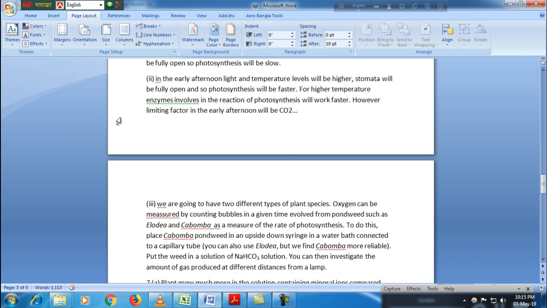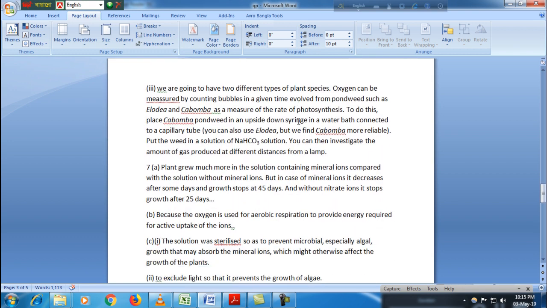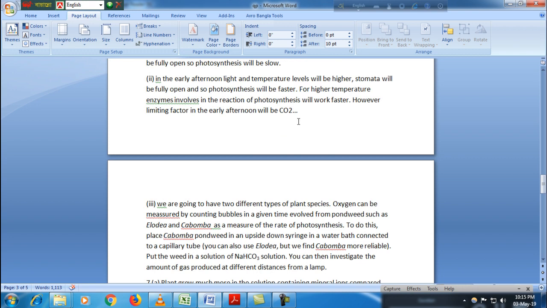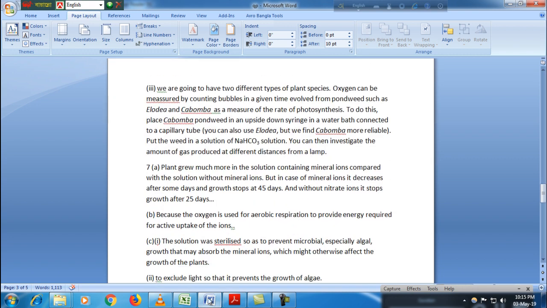be faster. For higher temperature, enzymes involved in the reaction of photosynthesis will work faster, because whenever temperature increases, chemical reactions also increase, so enzymes work faster. However, here the limiting factor in the afternoon will be carbon dioxide. You can check the answers from the sheets which I have given. Check the answers so that it will be easier for you. Next question.